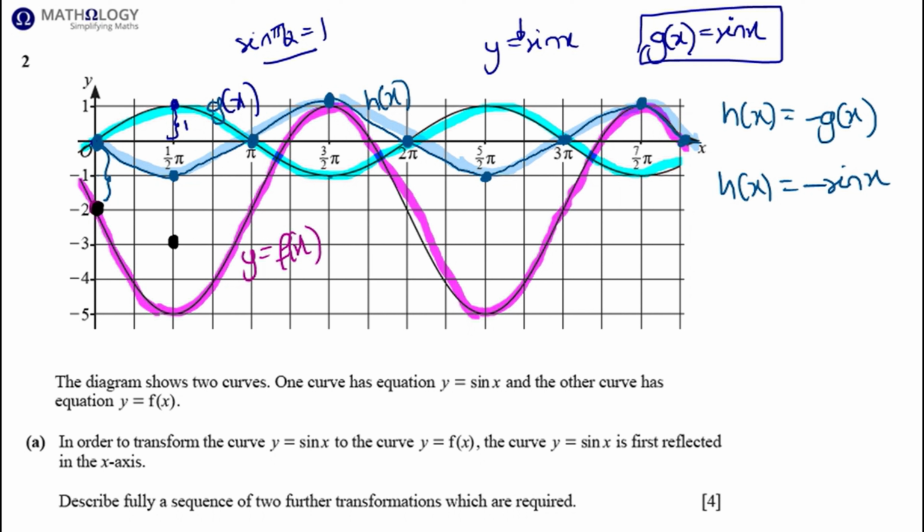At pi on h of x, we have a y value of 0. Translated 2 units down, the point will be pi, minus 2. At 3 pi by 2, we have a y value of 1. Translated 2 units down, we'll have a y value of negative 1. At 2 pi, we have a y value of 0. Translated 2 units down, the point will be 2 pi, minus 2. At 5 pi by 2, we have a y value of minus 1. Translated 2 units down, the y value will be minus 3.